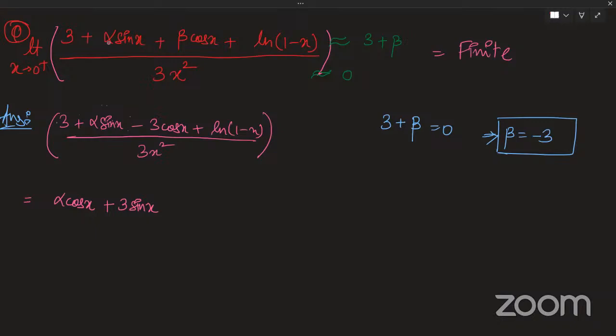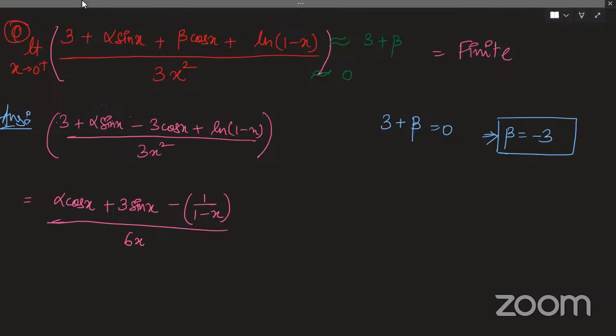What about ln of 1 minus x? You don't know this. Okay, not an issue. Minus 1 by 1 minus x. Correct. And what about the denominator? 3x square. What is the derivative of 3x square? 6x. Okay, great. Now go again, substitute your value x as 0. If your x is equal to 0, what will your denominator tend to? 0. What about the numerator?